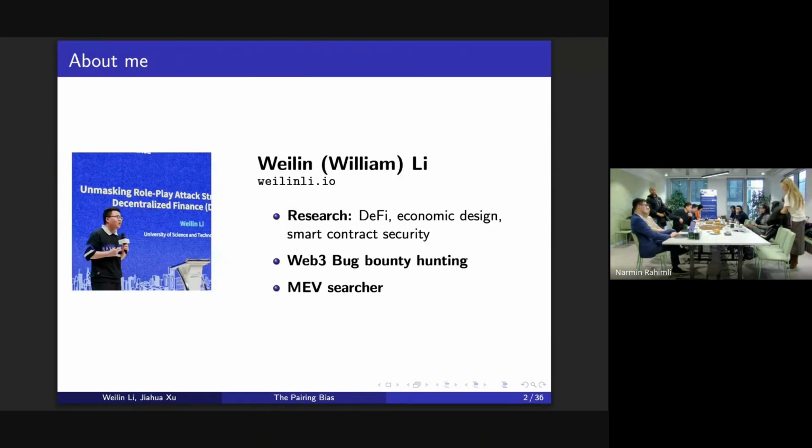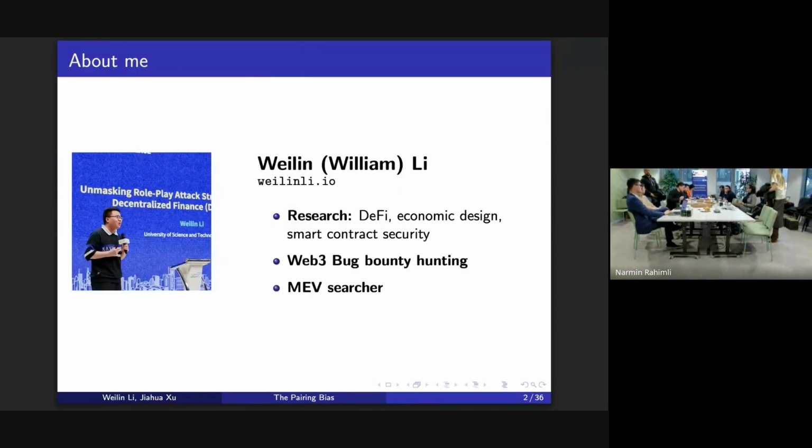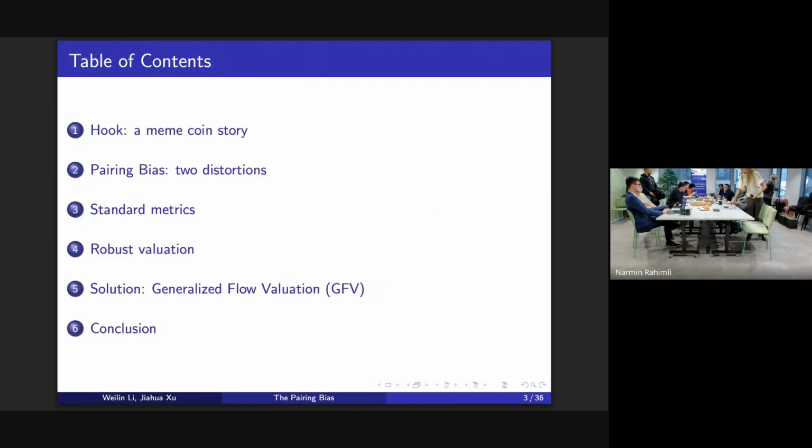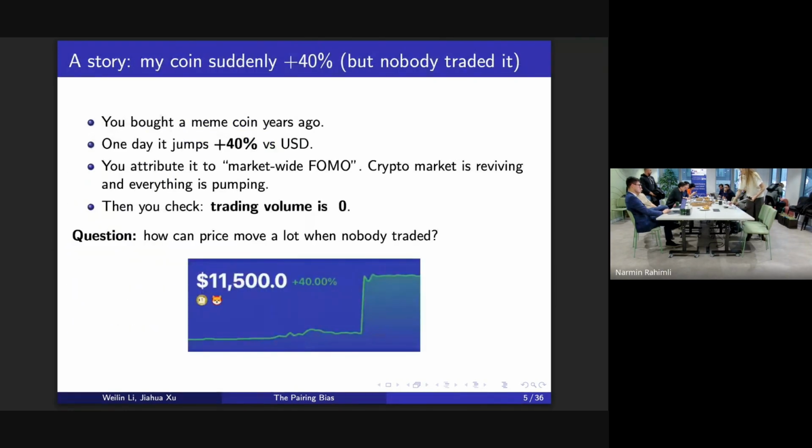First about me. I'm a PhD student at UCL, and I mainly work on DeFi, economic design, and smart contract security. I also do a bit of bug bounty searching and research. The paper title might be a bit hard to understand, so let's begin with a very concrete example.